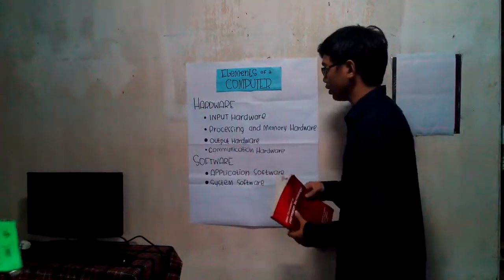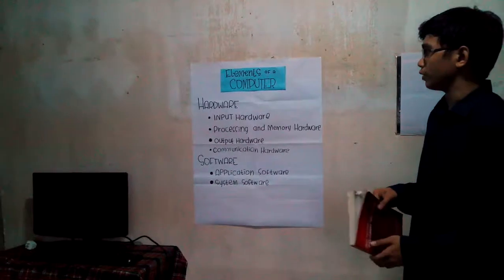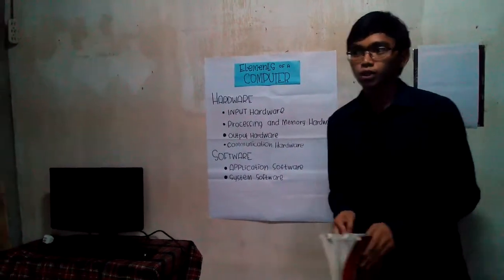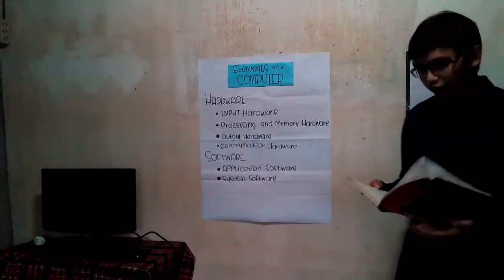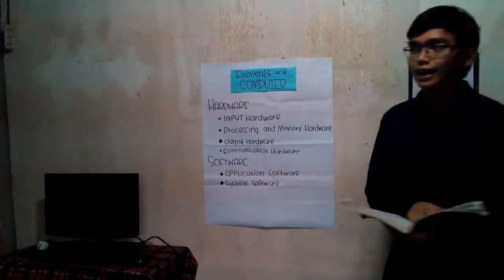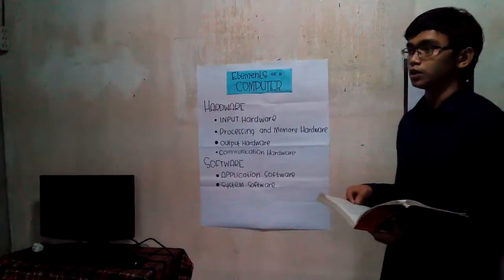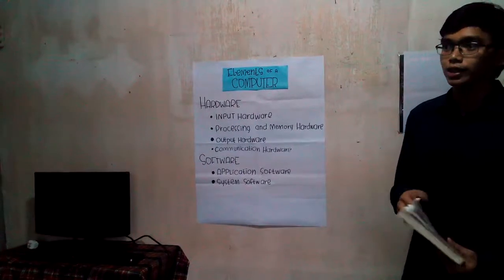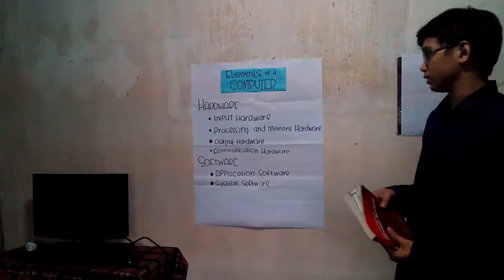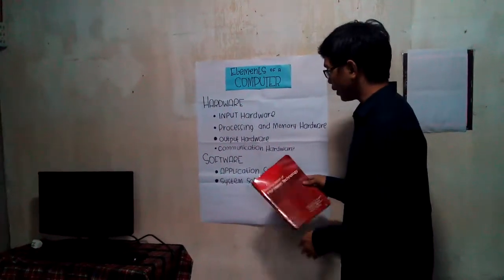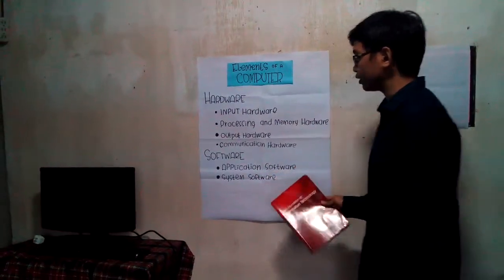And now we go to the software, the second element of the computer. Software, in a word, is an intangible object. A program consists of step-by-step instructions that tell the computer how to perform a task. The two parts of software are application software and system software.